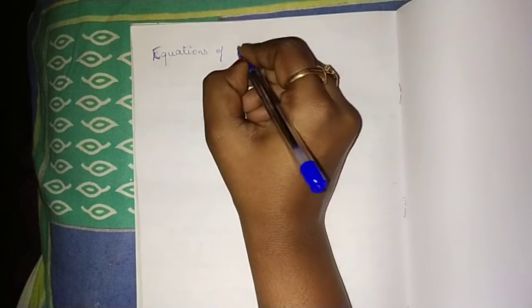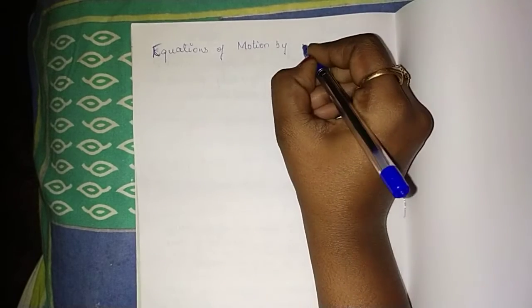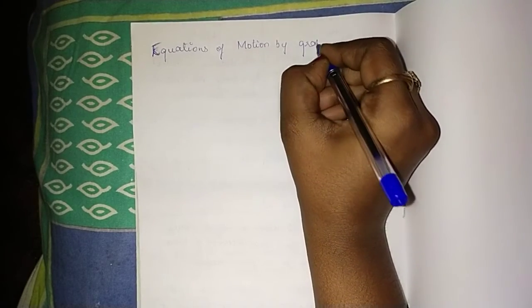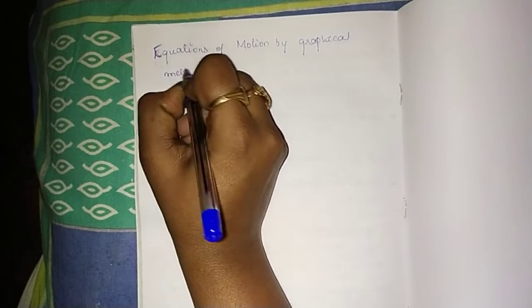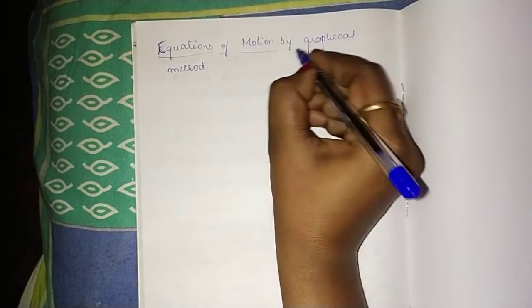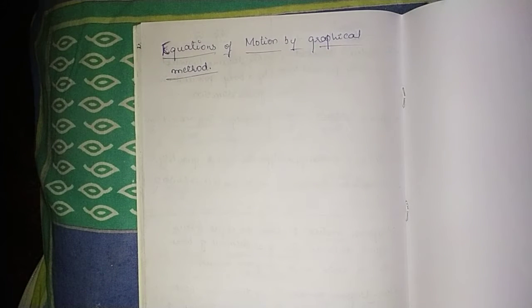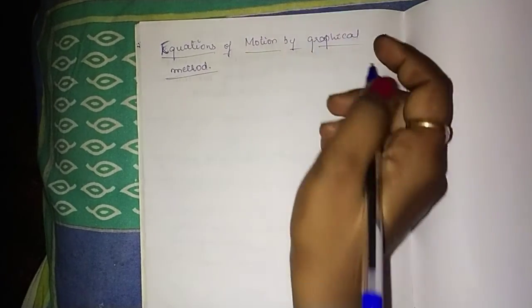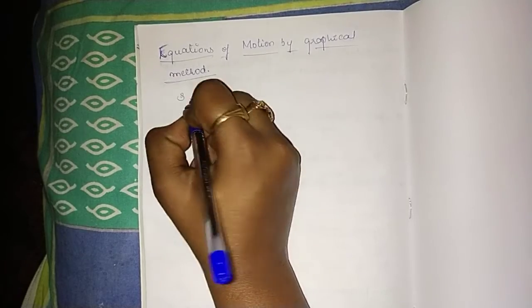Equations of motion by graphical method. We have learnt about this several times, isn't it? Just again the revision part of these things, the equations of motion by graphical method. Among these equations of motion, we know that we have three types, three equations, isn't it?